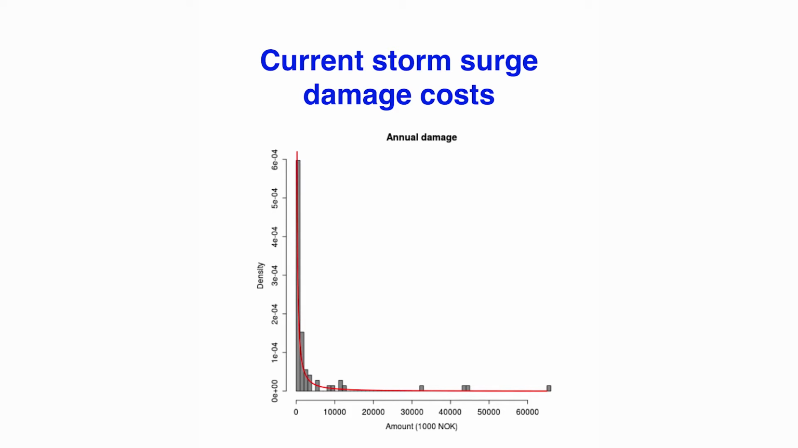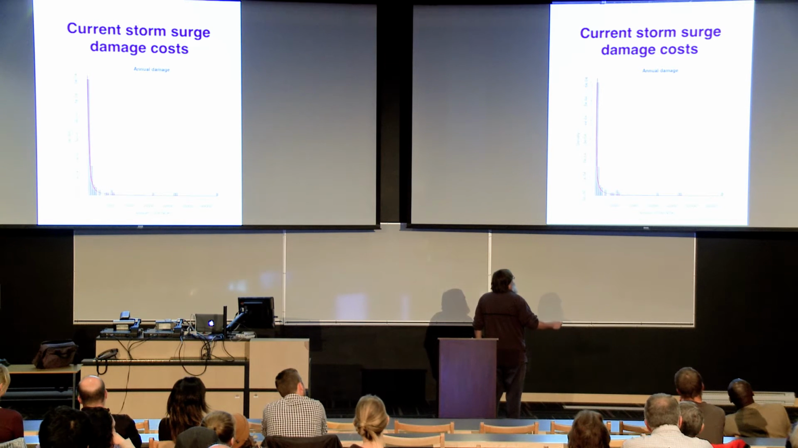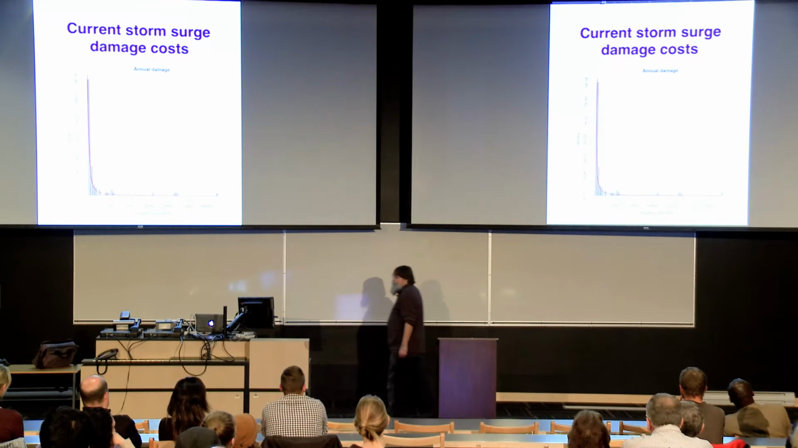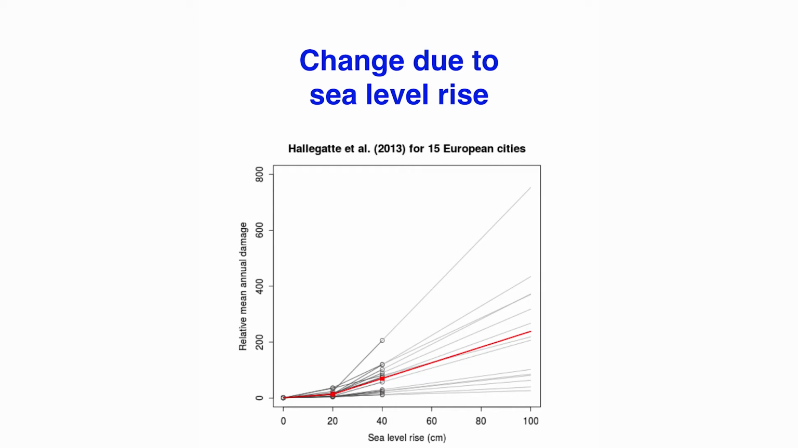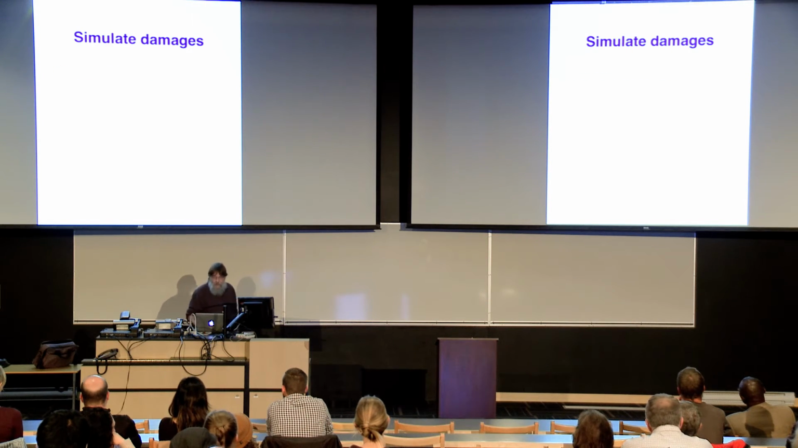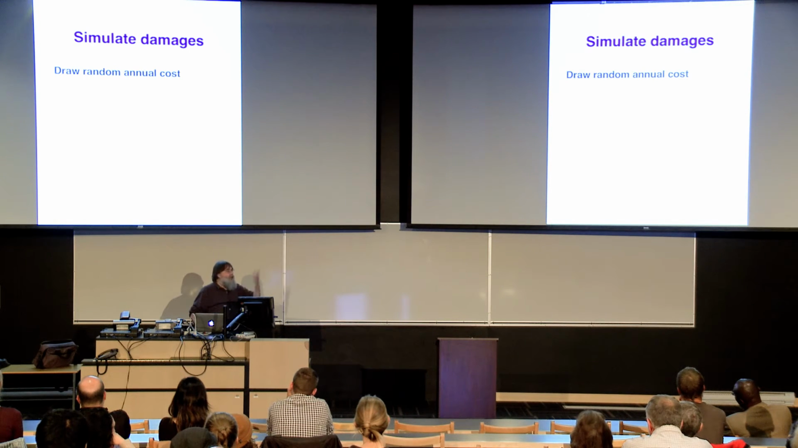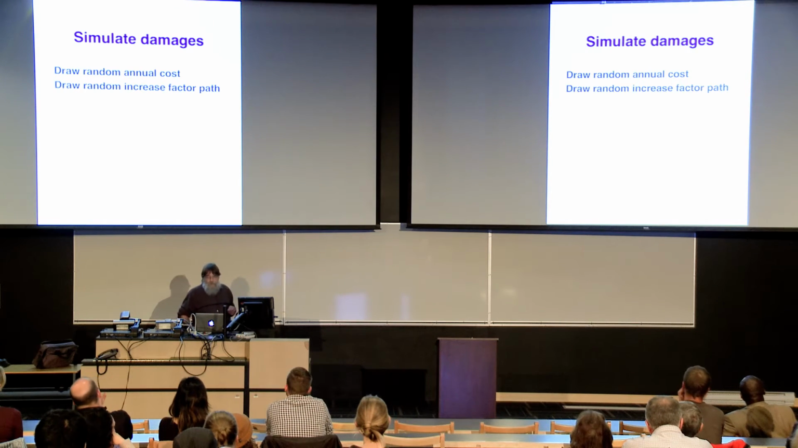So what are storm surge damage costs? Well, we can get that from Norwegian authorities. They've done that over several years. This is a very long tail distribution. Most of the time it's down here, but occasionally it can be quite big. Then when sea level changes, we don't really know what to do because we don't have estimates for that. So we're going to simulate damages by drawing random annual costs from that very long tail distribution. Sometimes we'll get very large values. A lot of the time we'll get not very large values for each year, independently from year to year.